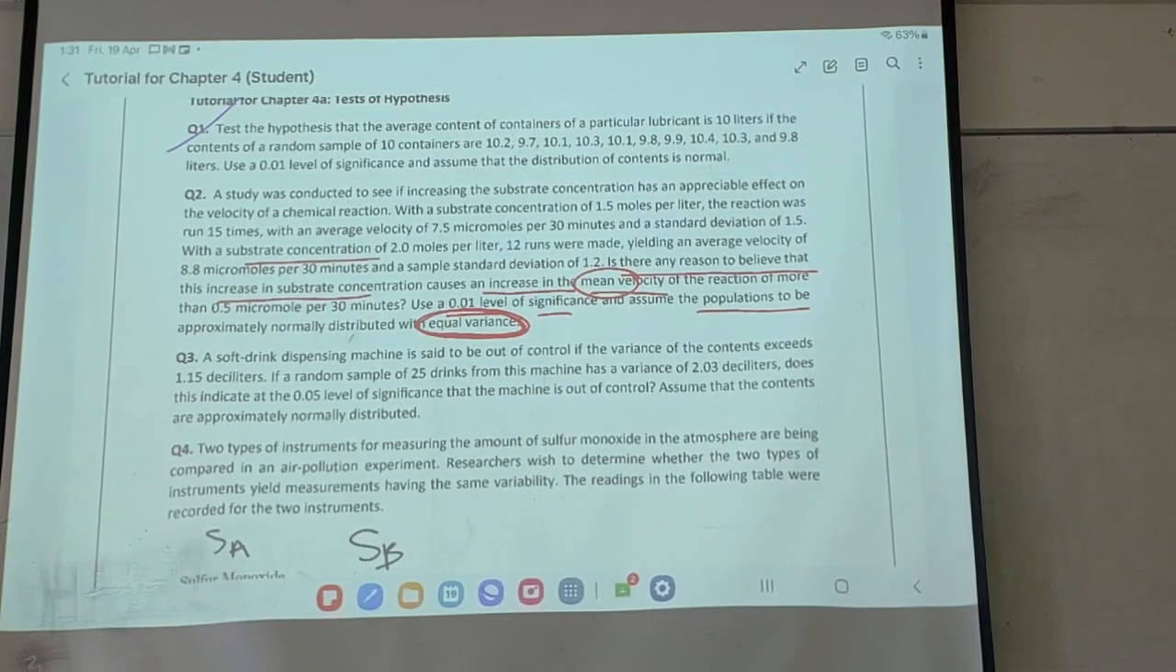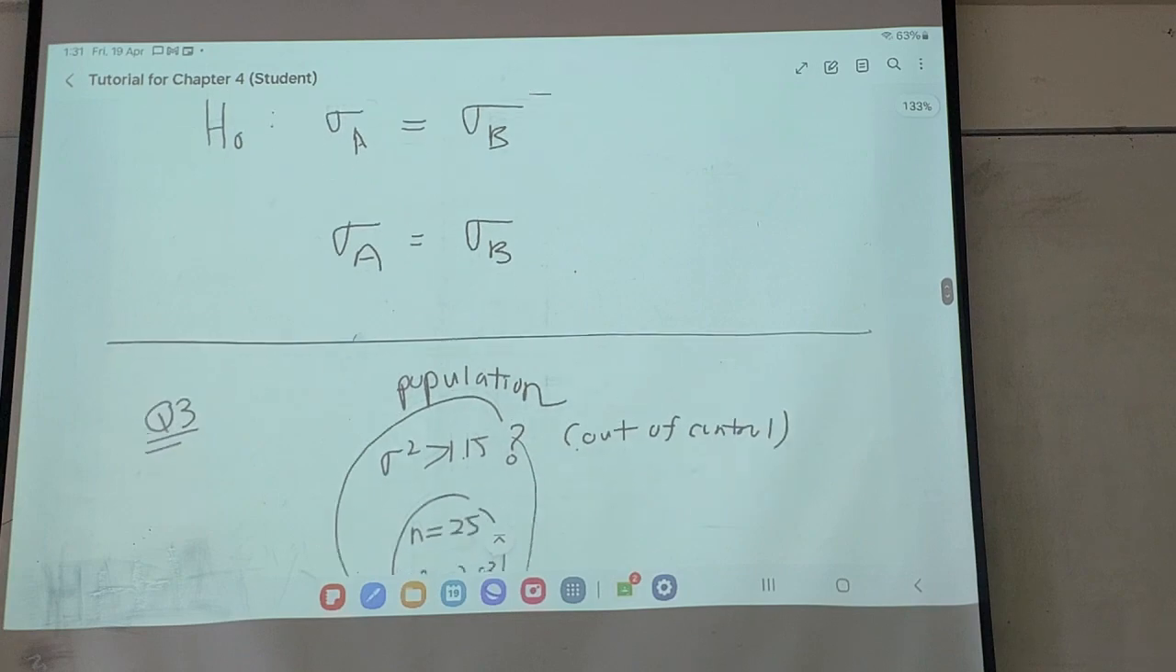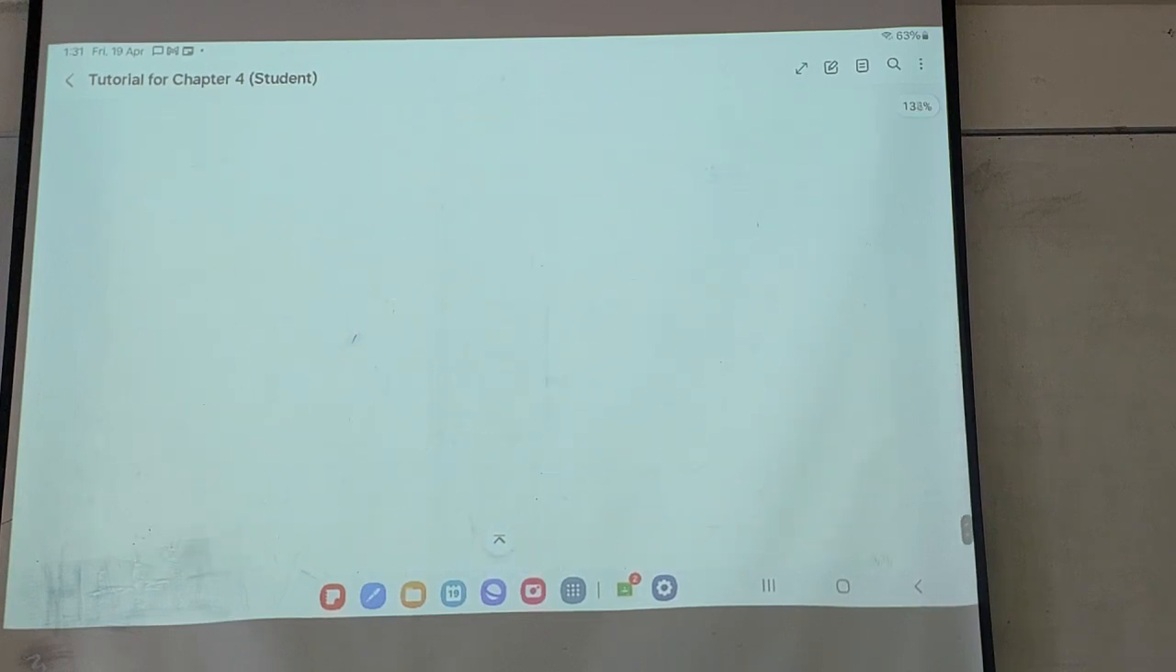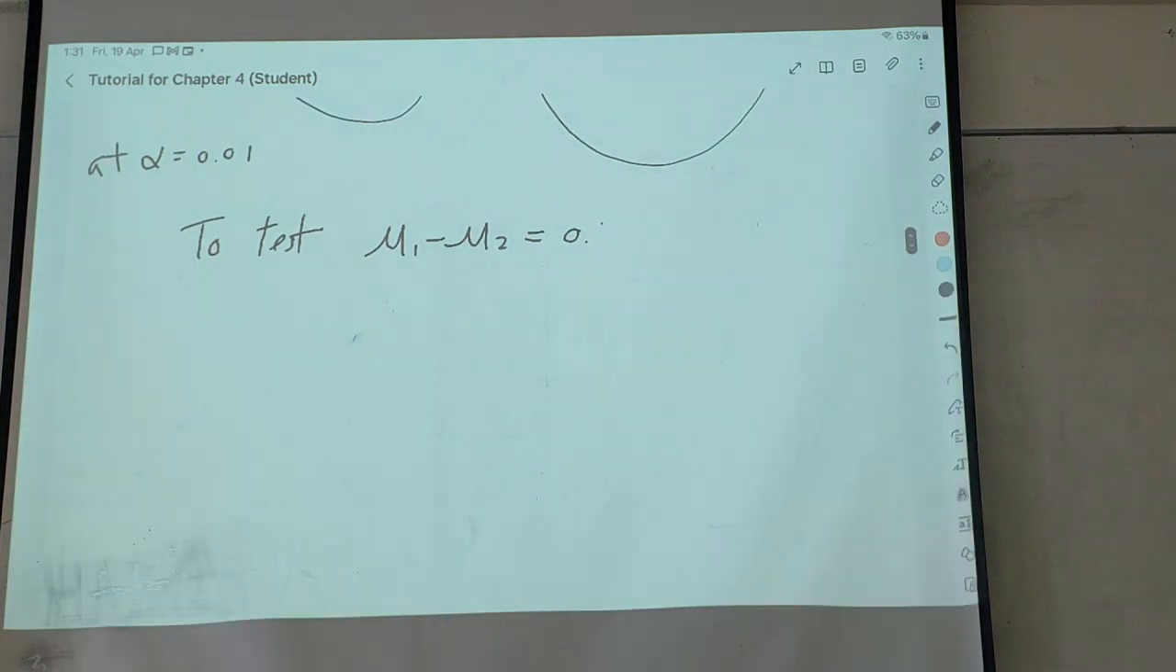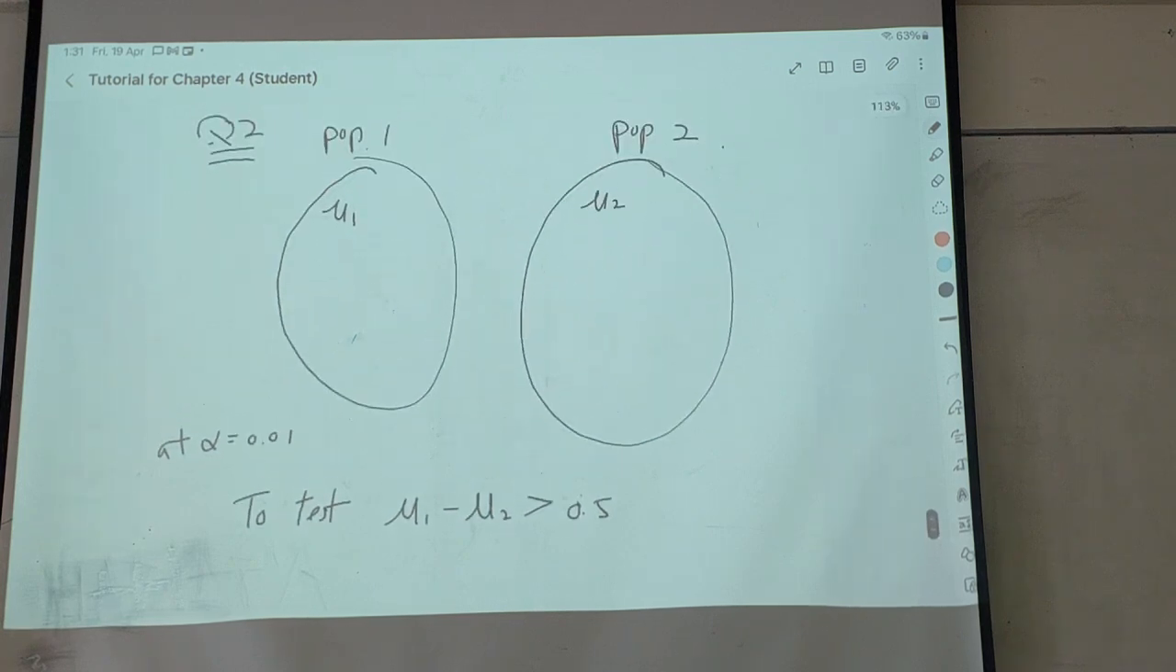This will cause the increase of more than 0.5. Okay, so this is the meaning, more than 0.5. Hence, we want to test mu1 minus mu2, is that greater than 0.5? This is the objective. Okay, so based on this information, I write down first, to help you understand this.